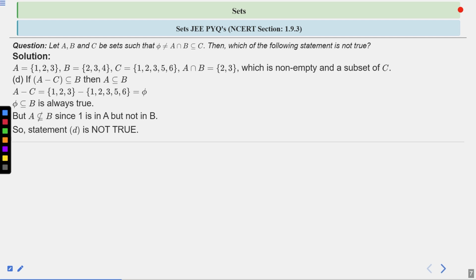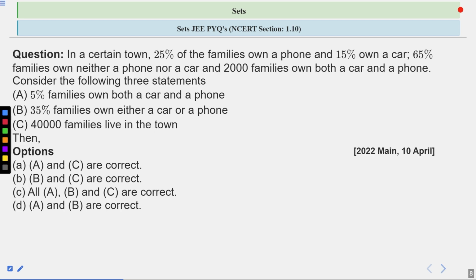Clear? This question. In a certain town, 25% of the population or families own a phone. 15% own a car. 65% neither own a phone nor a car. And 2,000 families own both a car as well as a phone.